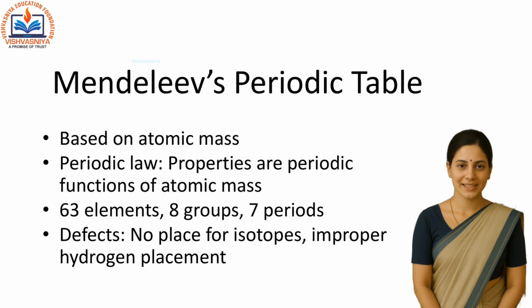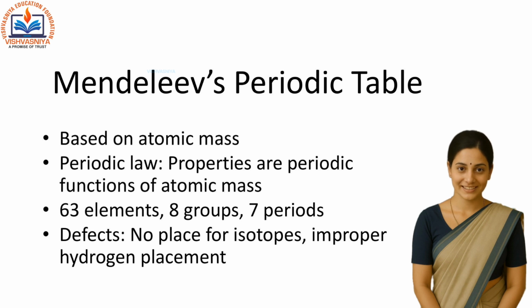Mendeleev's periodic table, 1869, based on atomic mass. He gave us the periodic law: properties of elements are periodic functions of their atomic masses. He arranged 63 elements into 8 groups and 7 periods. He even left gaps for undiscovered elements.